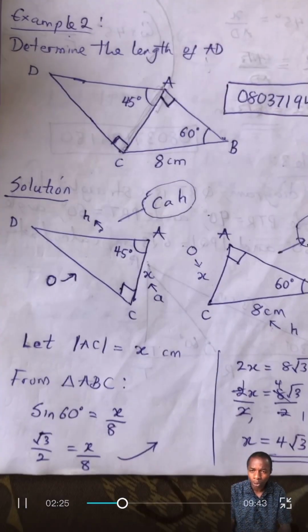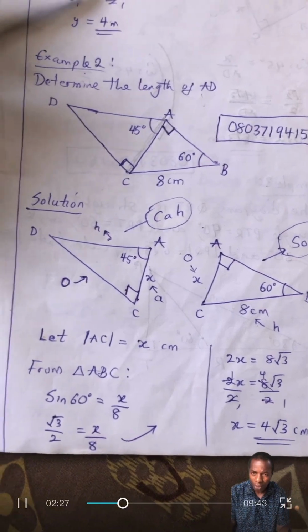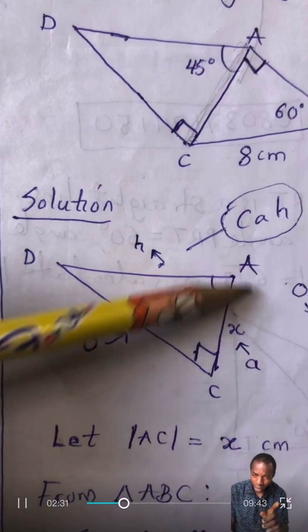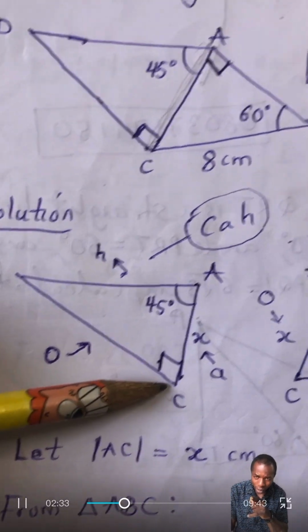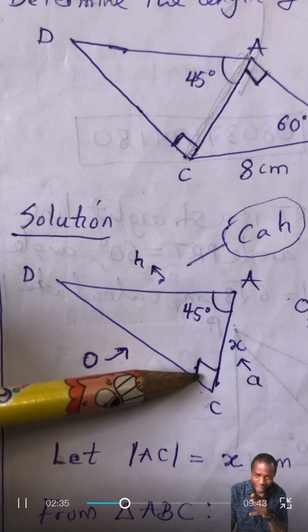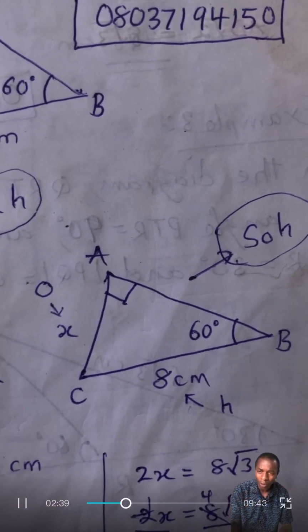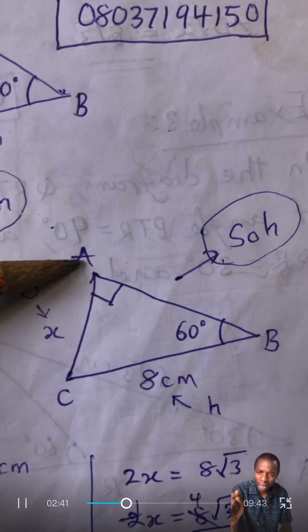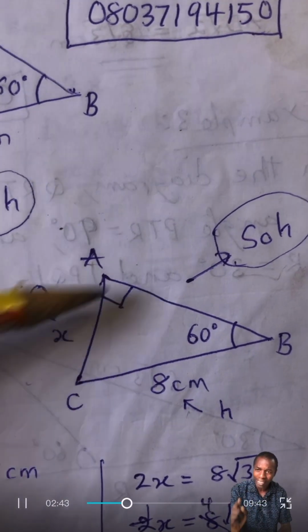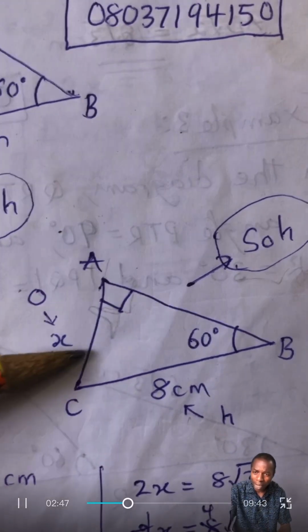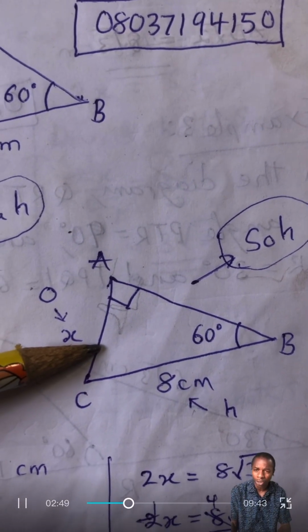In doing that, we have the first right angle triangle here, which is triangle ACD at angle C. That angle C, that's where the angle 90 is, and that makes it a right angle triangle. And the second right angle triangle is triangle ABC at A. That A is where the angle 90 is, and that makes this triangle a right angle triangle.